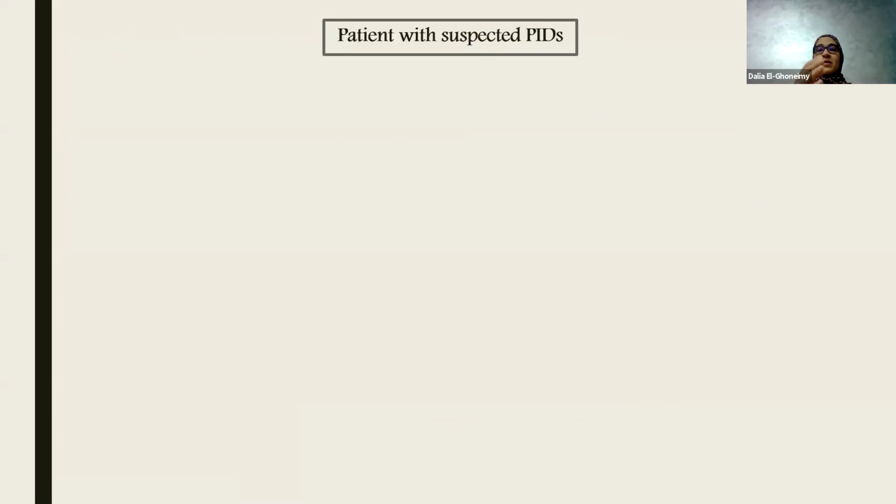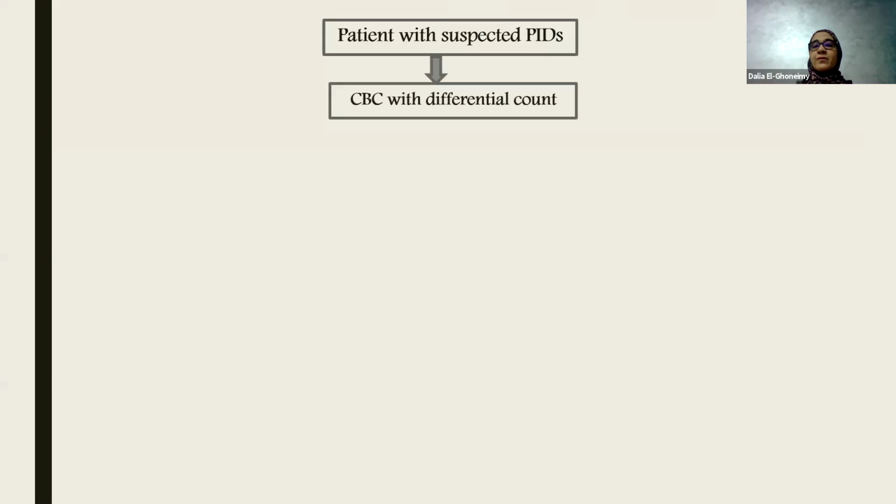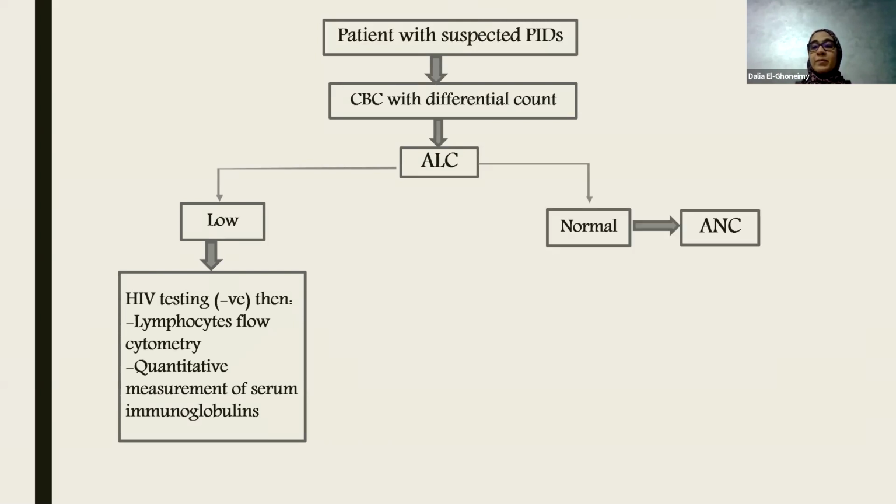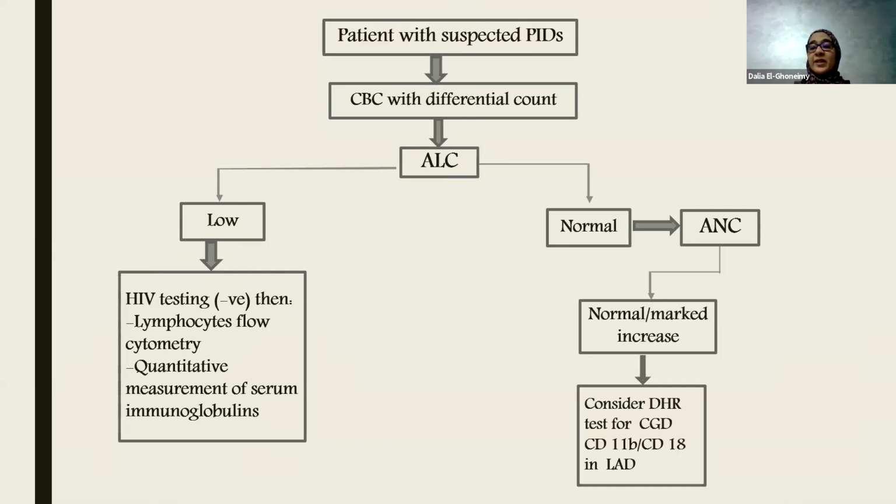So coming to this flow chart, if we have a patient with suspected PID, we will ask for CBC with differential count, and we will look at the absolute lymphocytic count and convert it to age-related values. If it is low, we'll do HIV testing, and if negative, then proceed to lymphocyte flow cytometry and quantitative measurements of the serum immunoglobulins. If the absolute lymphocytic count is normal, then go to the absolute neutrophil count, see if it is normal or marked increase, then consider if the picture is consistent with chronic granulomatous disease, dihydrorhodamine test.